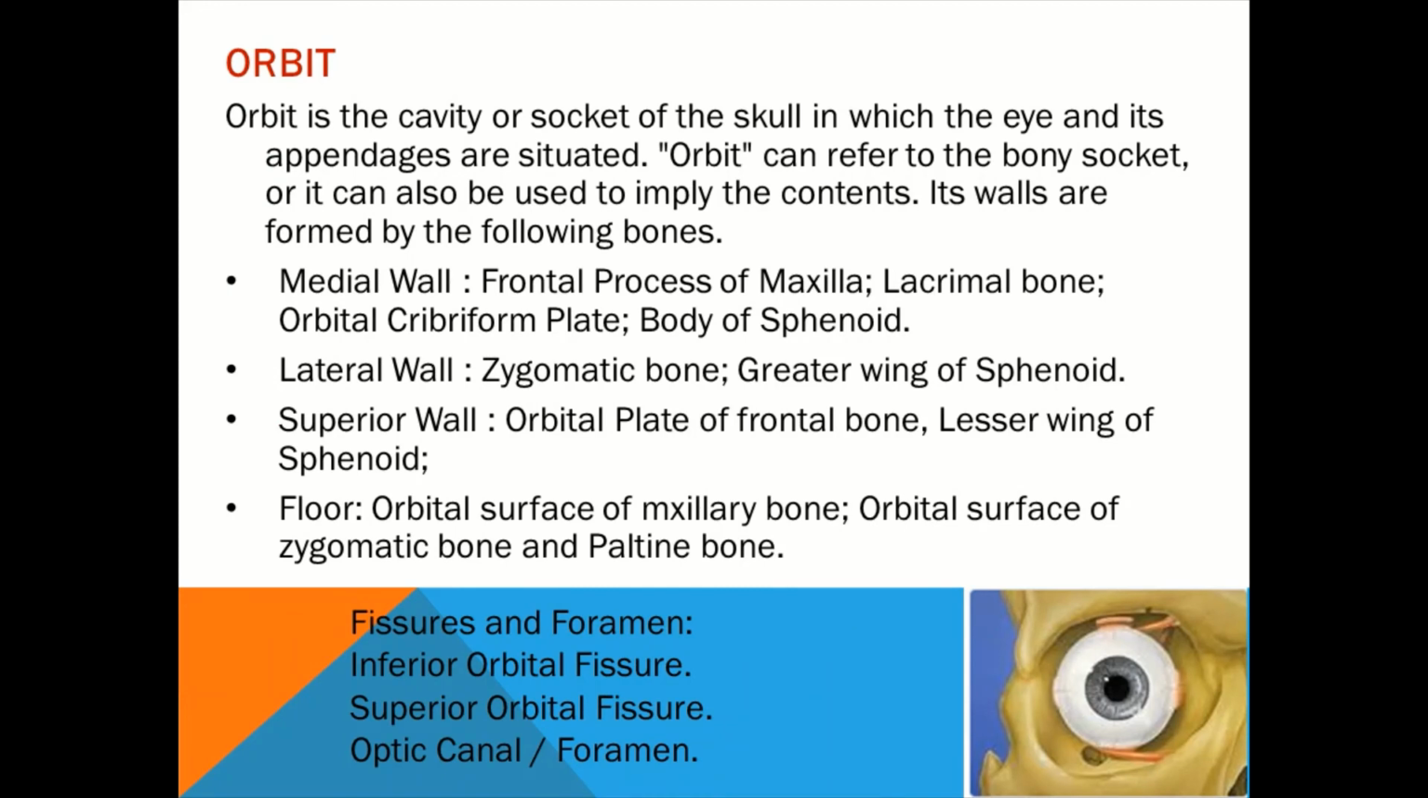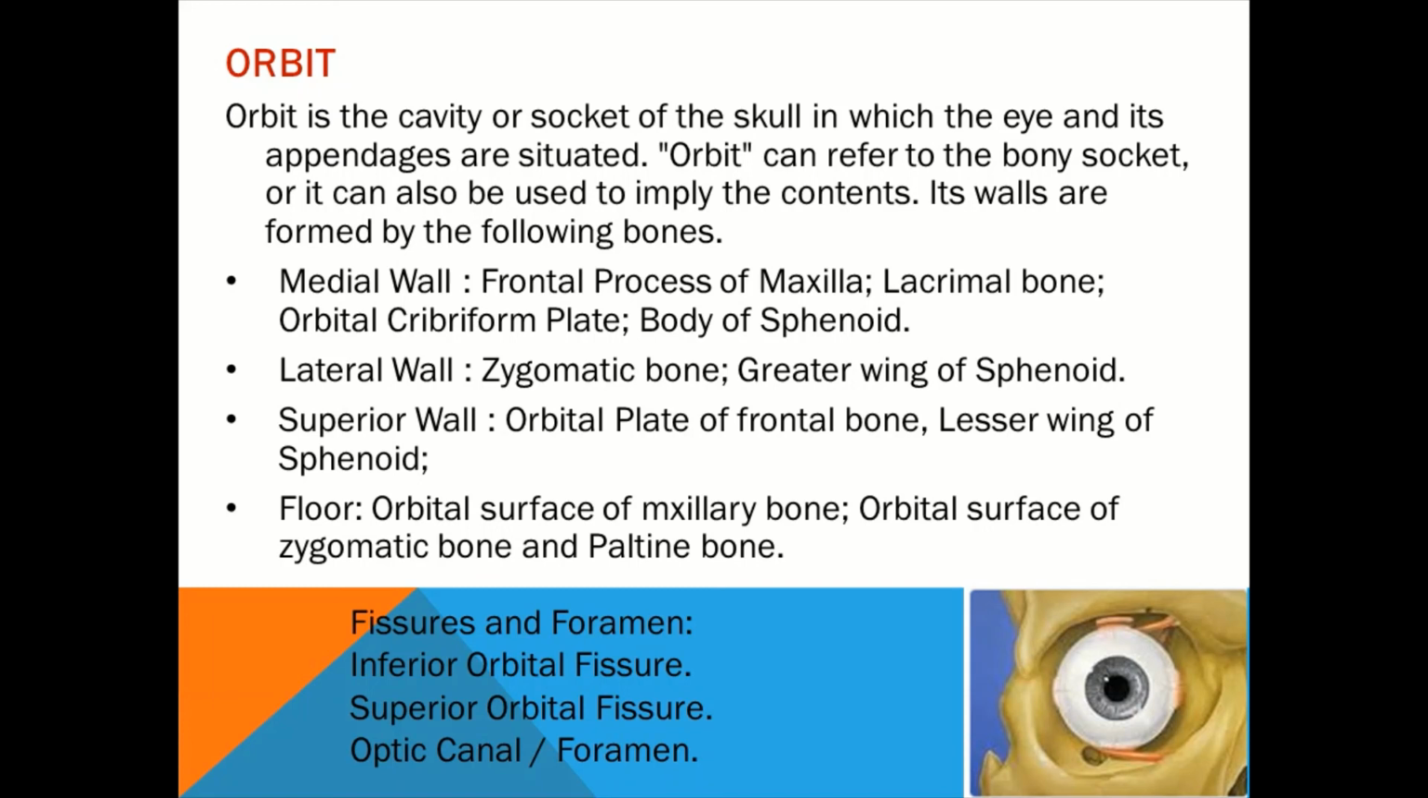Orbit. Orbit is the cavity or the socket of the skull in which the eye and its appendages are situated. Orbit can refer to the bony socket, or it can also be used to imply the contents. Its walls are formed by the following bones.